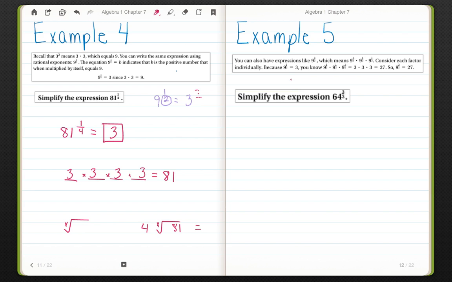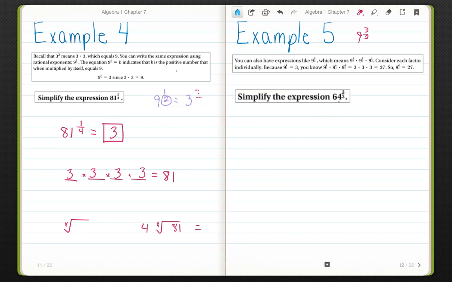So in example 5, we're going to take that to the next level. You can also have expressions like 9 to the 3/2, that's what that says. 9 to the 3/2, which means 9 to the 1/2 times 9 to the 1/2 times 9 to the 1/2. Consider each individually. Because 9 to the 1/2 equals 3, you know that 9 to the 1/2 times 9 to the 1/2 times 9 to the 1/2 equals 3 times 3 times 3, which is 27.